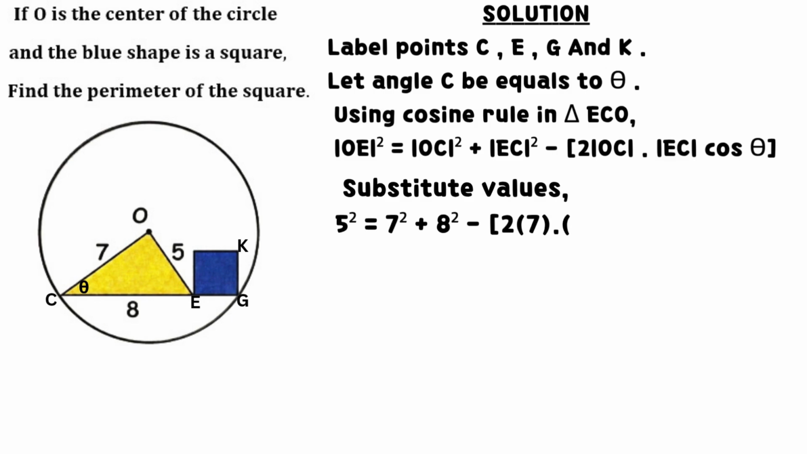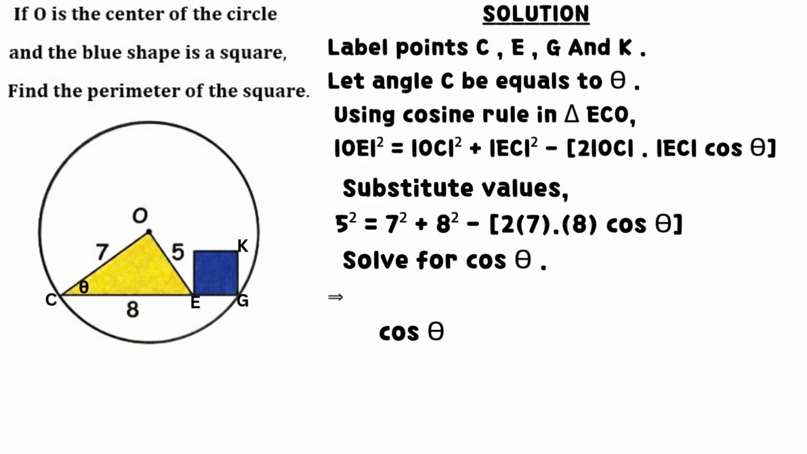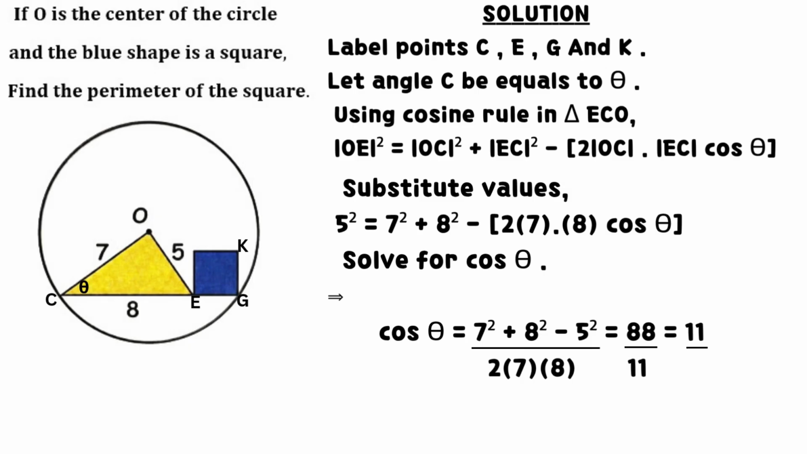Substitute values. We have that the square of 5 equals the sum of the square of 7 and the square of 8 minus 2 times the product of 7 and 8, multiplied by cosine theta. Solve for cos theta. This implies that cos theta equals 88 divided by 2 times 7 multiplied by 8, which equals 11 divided by 14. We call it equation 1.